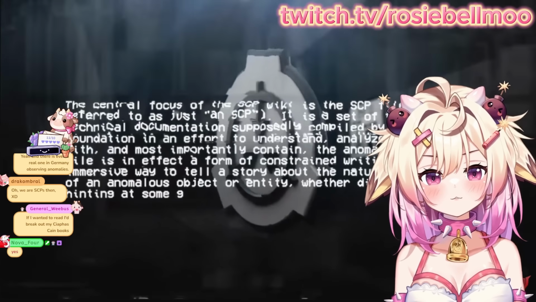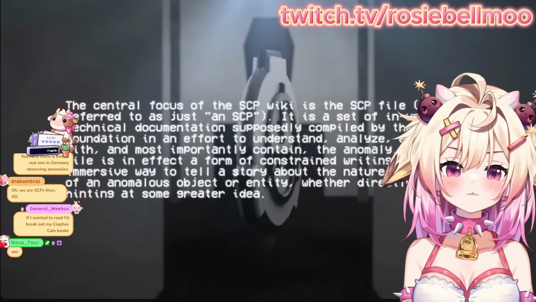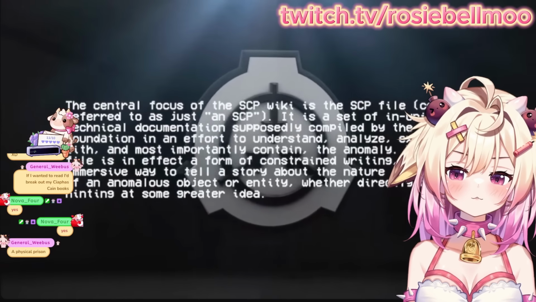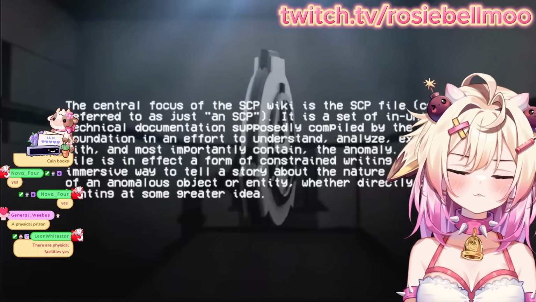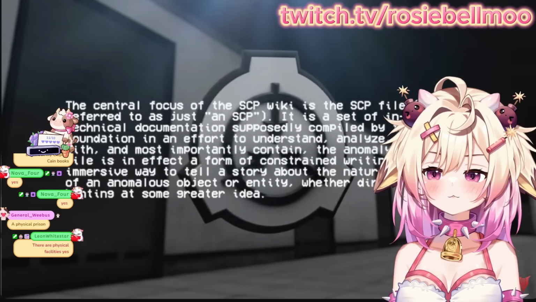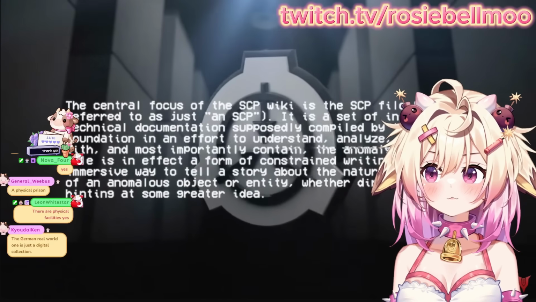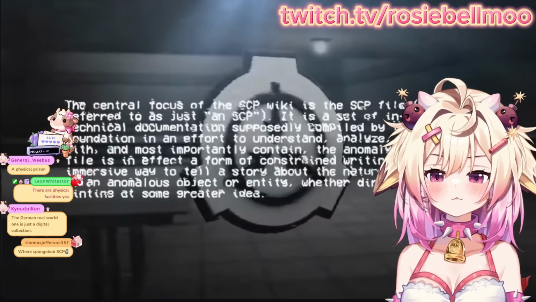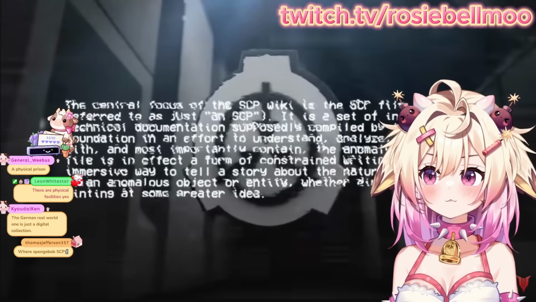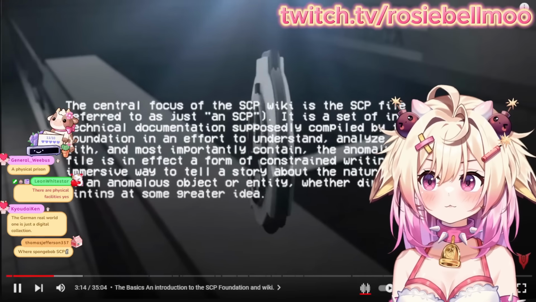The focus of the SCP Wiki is the SCP file, commonly referred to as just an SCP. It is a set of in-universe technical documentation supposedly compiled by the Foundation in an effort to understand, analyze, experiment with, and most importantly, contain the anomaly. The SCP file is, in effect, a form of constrained writing, an immersive way to tell a story about the nature and history of an anomalous object or entity, whether directly or by hinting at some greater idea.